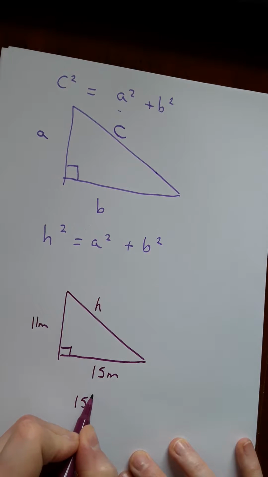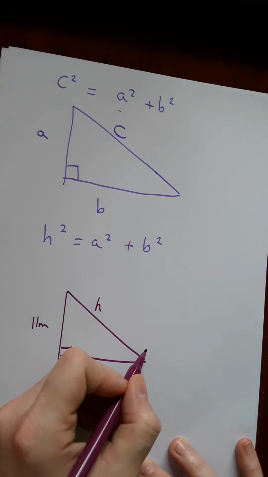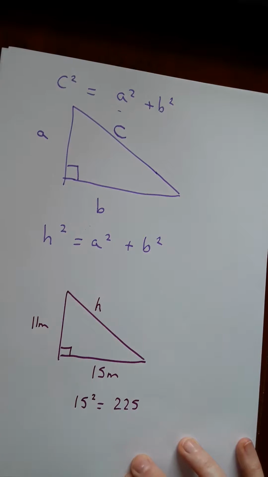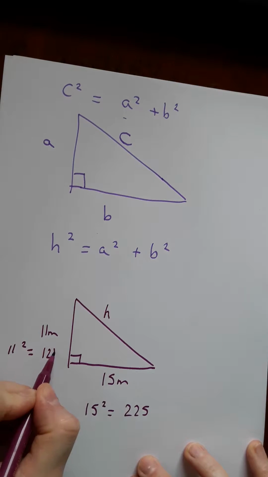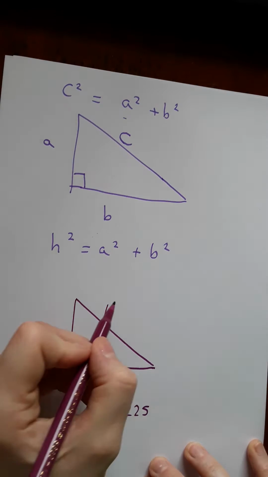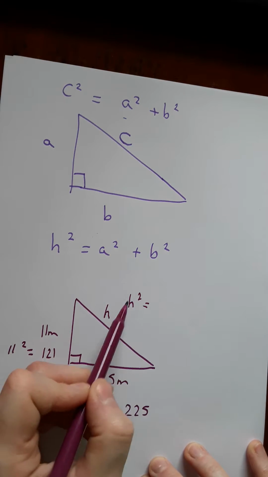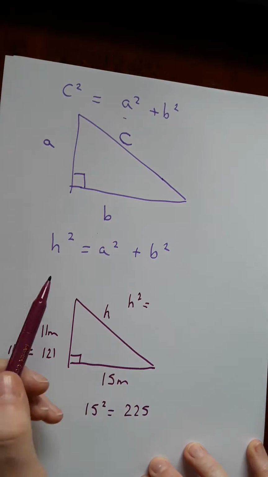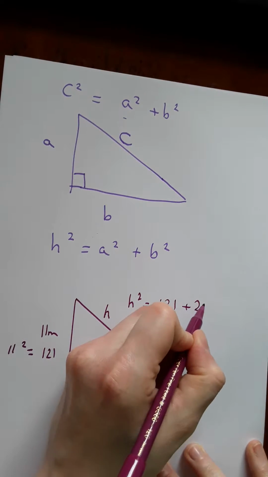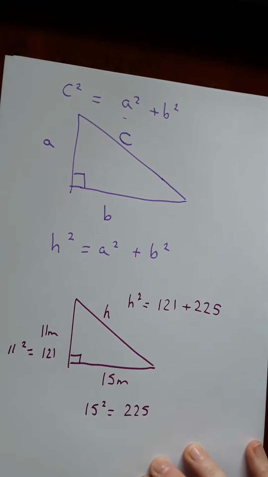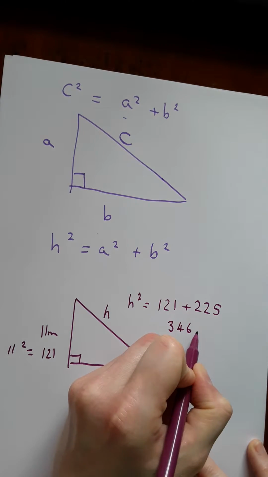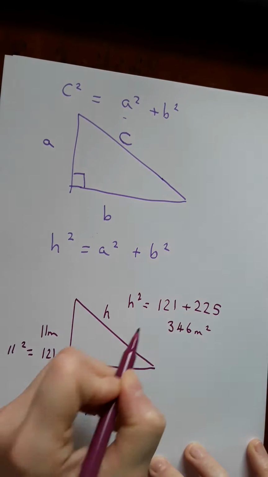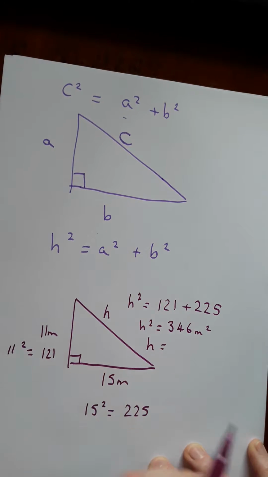First, you would square 15, because that would create an area here. So 15 squared is 225. 11 squared is 121. So my h squared is going to equal, and make sure you do label for the examiner that you understand that it's h squared, not h, that 121 plus 225 will equal that. So that means in total I have 346 metres squared. But I need to know h.